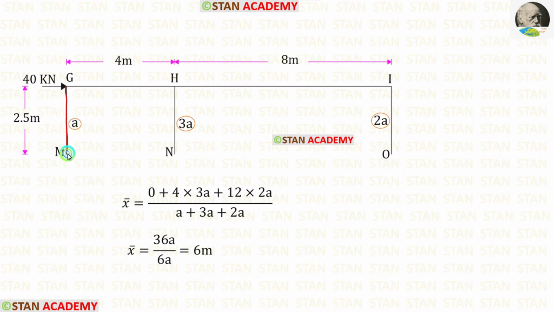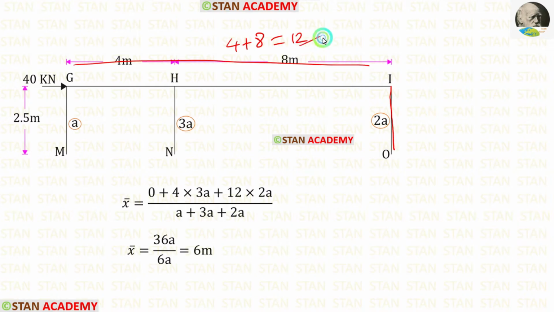For the member GM, the horizontal distance is 0. We have to multiply 0 with the area A. A into 0, we will get 0. For the member HN, the horizontal distance is 4. We have to multiply the horizontal distance 4 with the area 3A. For the member IO, the horizontal distance is 4 plus 8. We will get 12. We have to multiply the distance 12 with the area 2A.